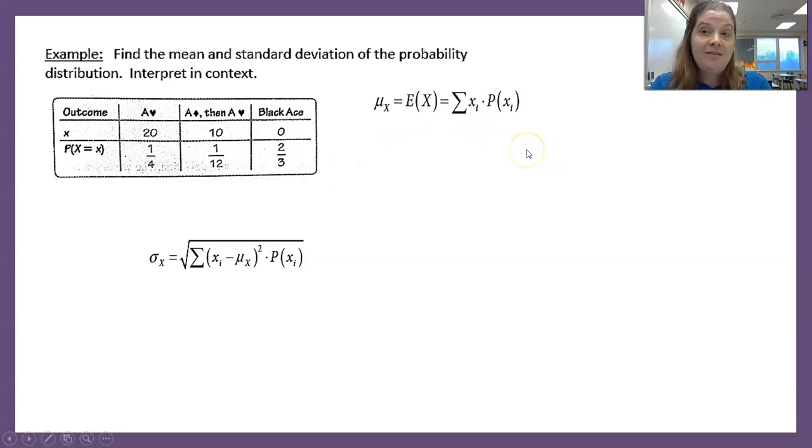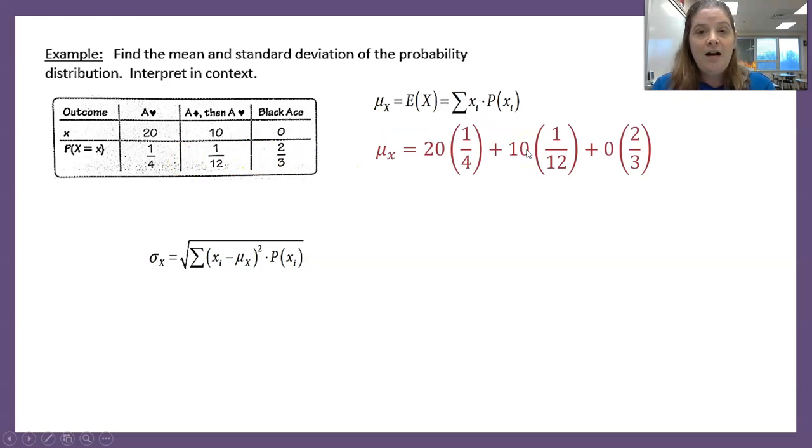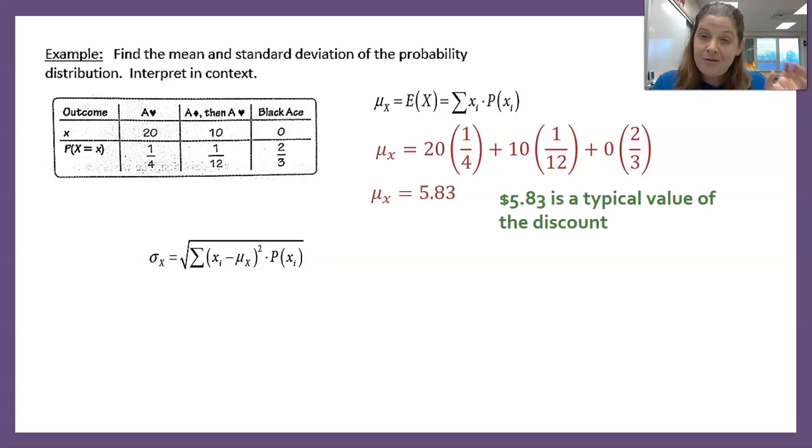So again, if I wanted to find the typical amount there, I'm going to take each x value, 20 times its probability, 1/4, plus 10 times 1/12, plus 0 times 2/3. Okay, each x value times its probability. That gives me 5.83. Now remember, what is this? This is a typical amount of the discount. So $5.83 is a typical amount of the discount. Another way to say this is an expected value. We expect someone, on average, to win about $5.83 off their bill.